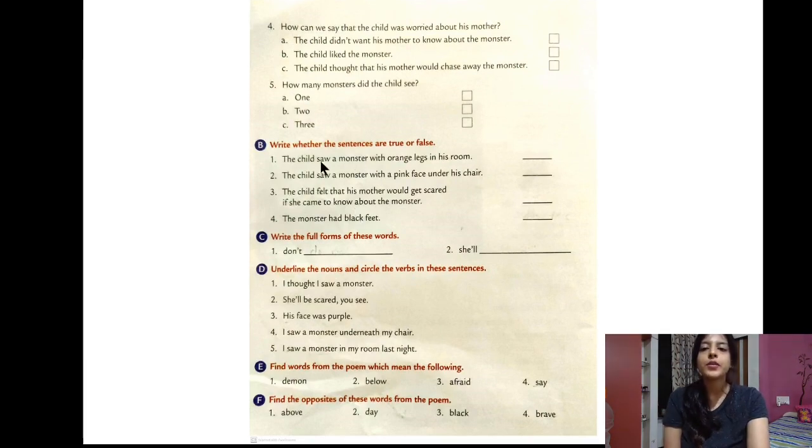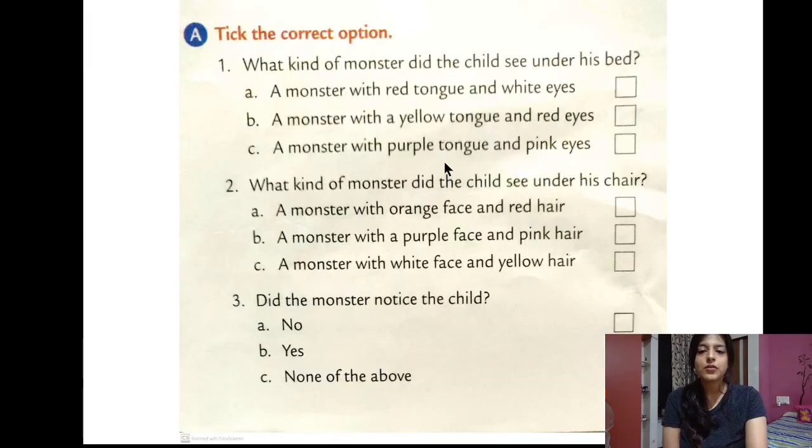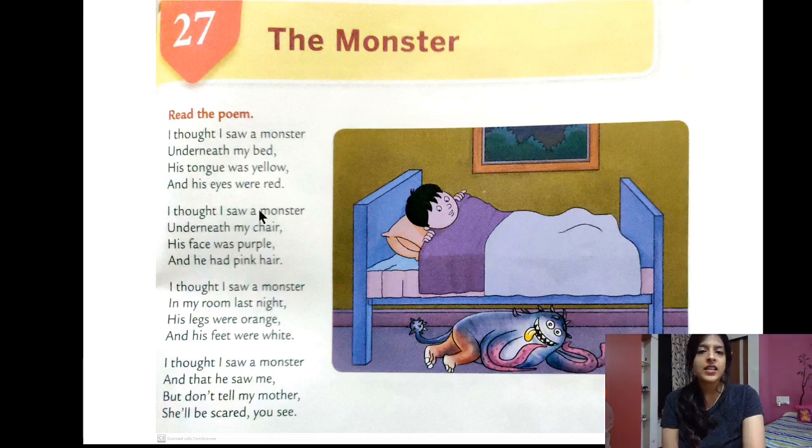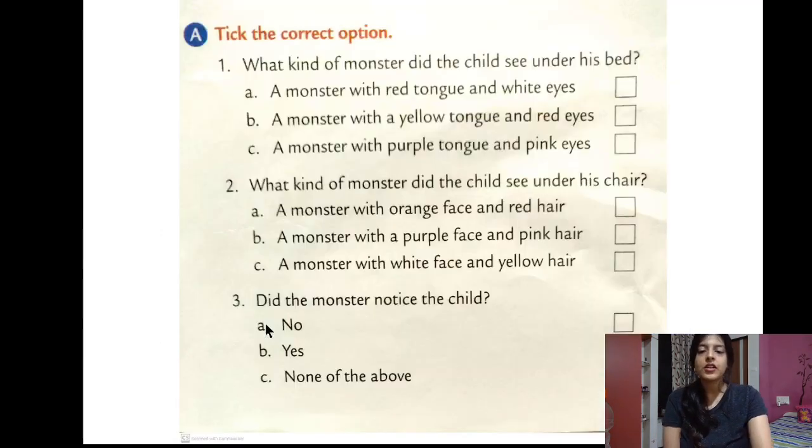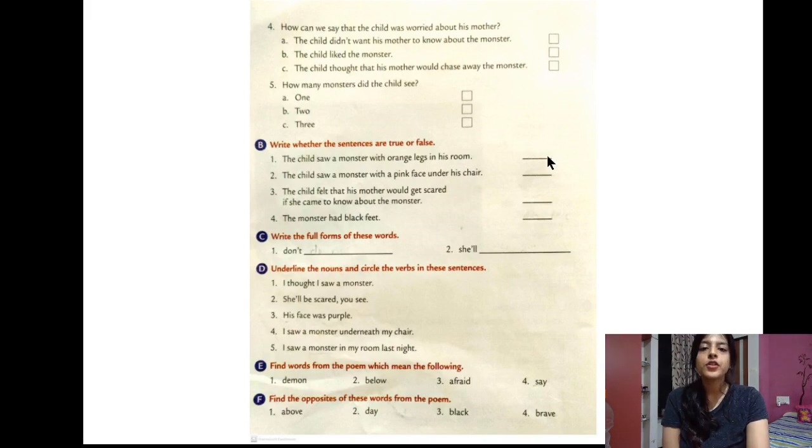Let's just try and do one. The child saw a monster with orange legs in his room. Were the legs orange? Let's see. Yes, his legs were orange. So you will write over here true. Similarly, you have to go back to the poem, read it, and answer these questions. By going back and reading the poem, you will understand the poem even more.